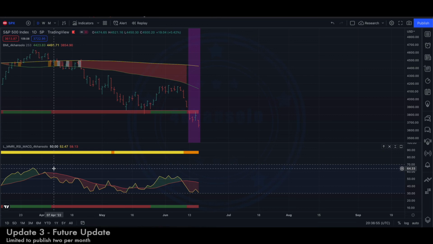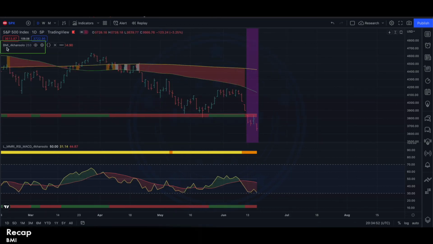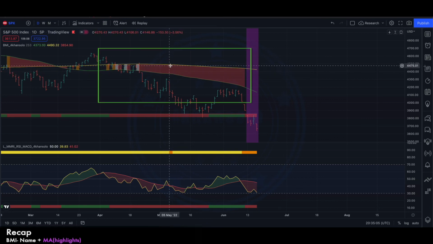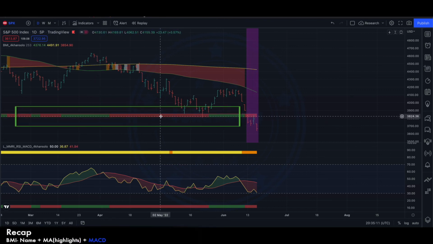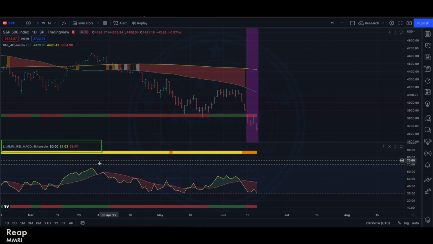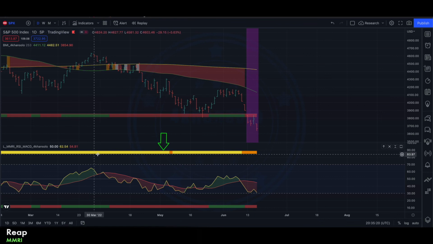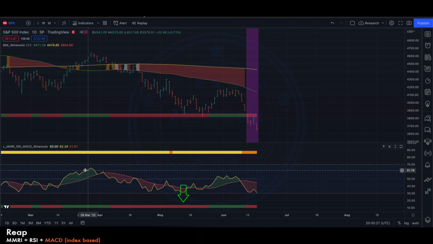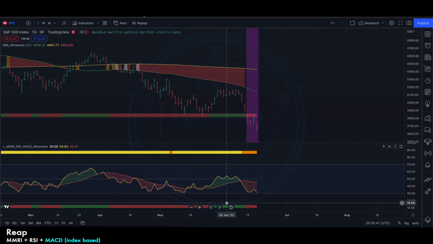So again, I have finished updating the BMI, or the bearish market indicator, by reducing the name into a short form, followed by the highlights that are based on the moving averages, and also added a new indicator that is a MACD based on the security. And then we have another indicator here, which is based on three simple indicators. The first one is the MMRI, followed by an RSI, and followed by a MACD. The RSI has a moving average based on the RSI, and the MACD is based on the index.